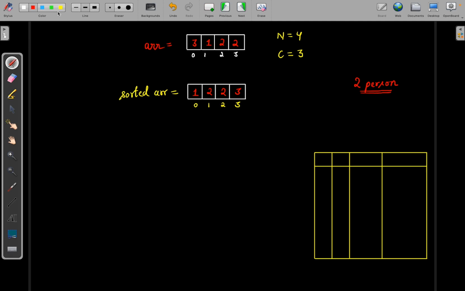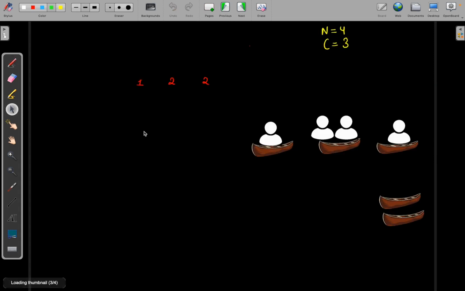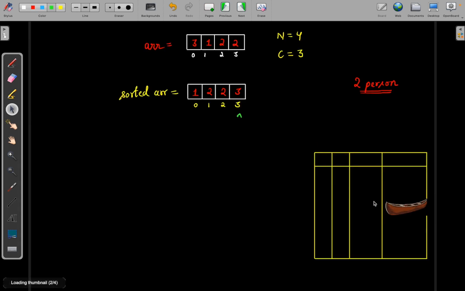So first, some of the observations that I am getting is, first thing is clear that we need to choose maximum weights first as much as possible, right? Because if by taking maximum weight I can fill the boat, that is more good, right? Okay, so let me just copy one of the boats here.